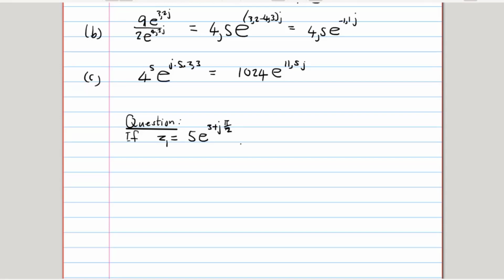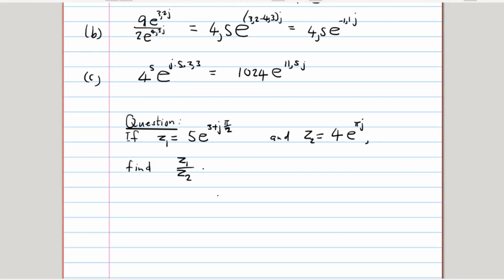Okay, right. And Z2 is equal to 4e to the power j pi, e to the exponent j pi or pi j, okay? Right. Find Z1 divided by Z2.